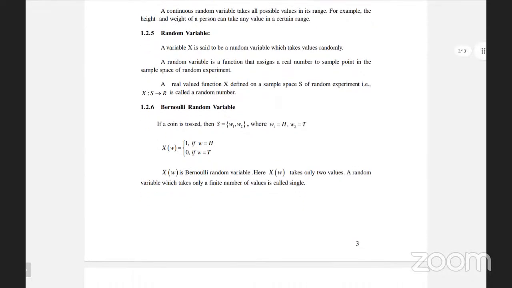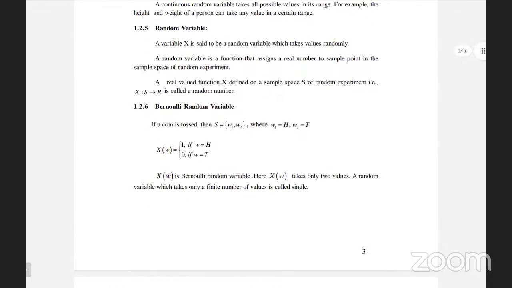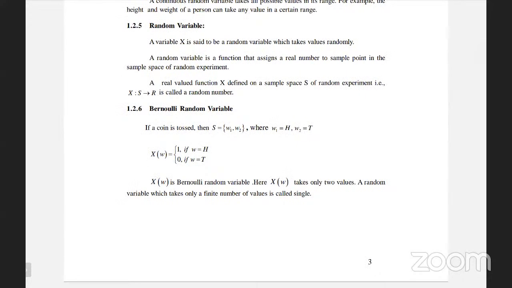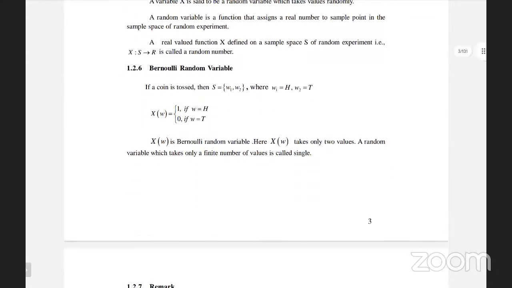Next, a random variable is denoted by capital X, a function from S to R, and is called a random number. That is, the values are defined by the capital X. It is defined on the sample space S in a random experiment.